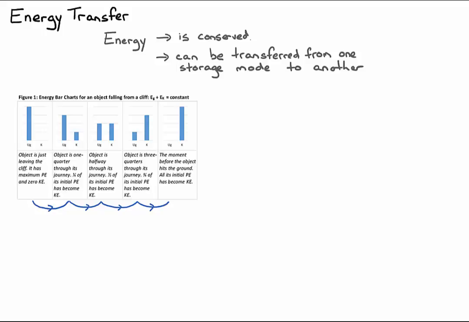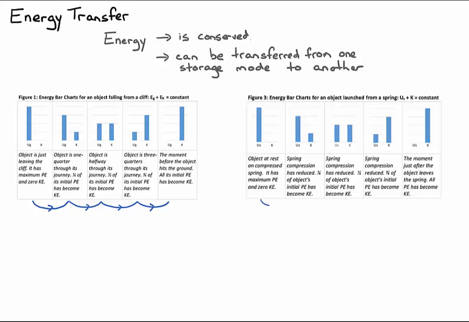In the next example, we're going to look at a situation where we have an object sitting on top of a compressed spring, and then we let go of the spring and the object flies up into the air vertically. And again here we've got a time step from one to the next, to the next, to the next. So initially we have the object at rest sitting on top of the spring, and that system has maximum potential energy and zero kinetic energy because it's not actually moving.